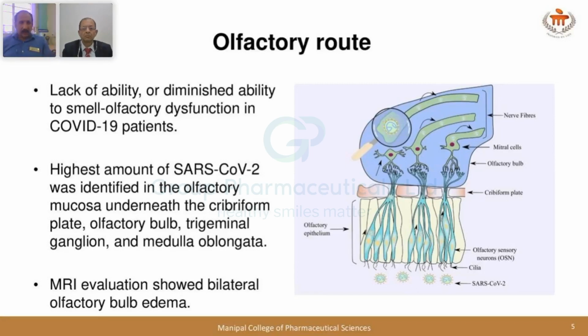So a higher amount of SARS-CoV-2 was identified near these regions of olfactory mucosa, olfactory bulb, and also in the trigeminal ganglion as well as in the medulla oblongata. And also in several patients, the MRI evaluation has shown bilateral olfactory bulb edema. So this all points to the fact that the olfactory route is an important route which paves the way for SARS-CoV-2 to enter into the CNS.